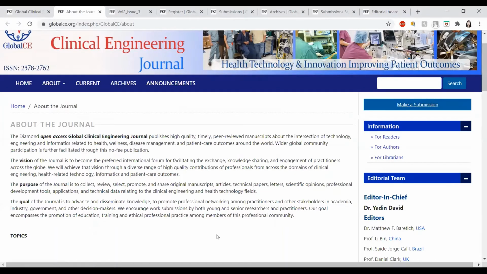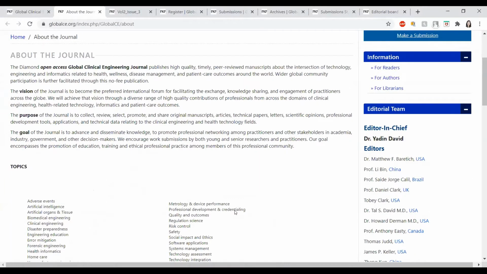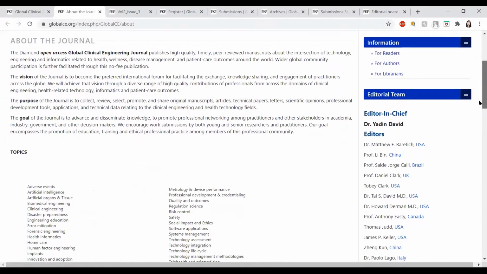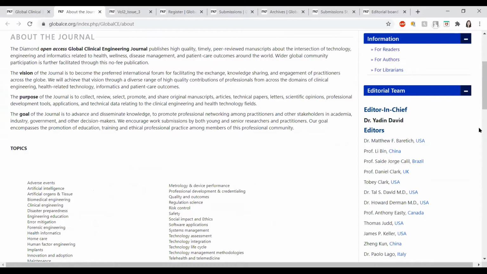And we're marching towards that vision by setting goals to advance and disseminate knowledge, to promote professional networking among clinical engineers all over the world, and to share that with other stakeholders in academia. We are able to do it by selecting specific topics. And by selecting those topics, we want to help you, the readers, the authors, and the reviewers, to be part of the Global Clinical Engineering Journal.